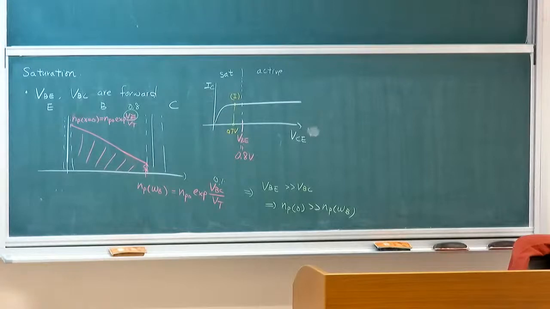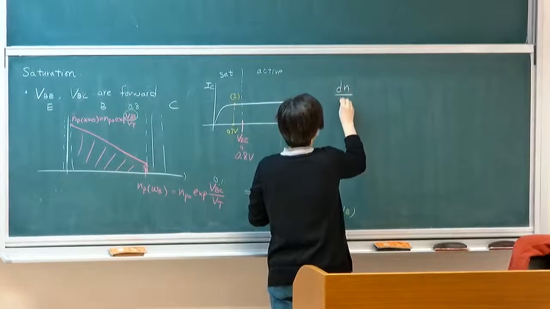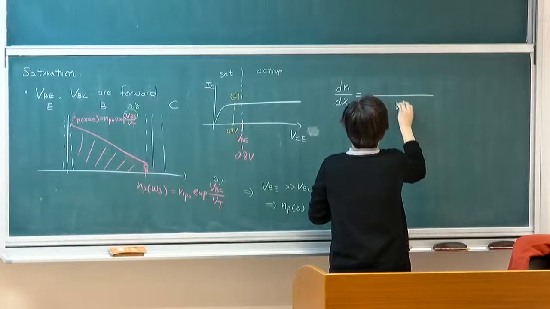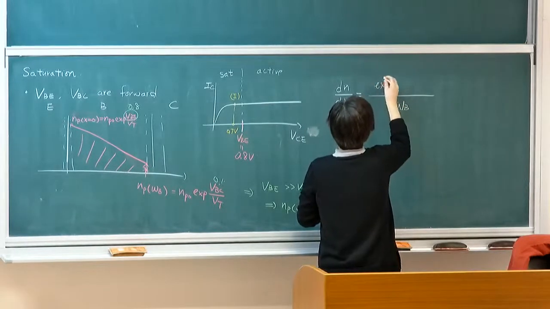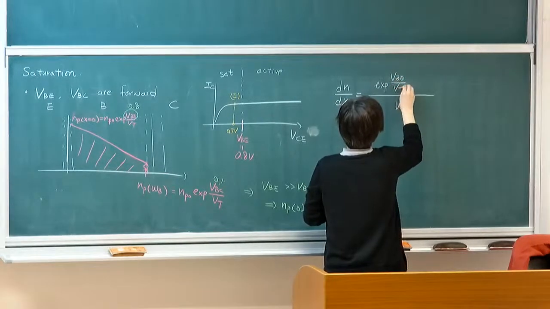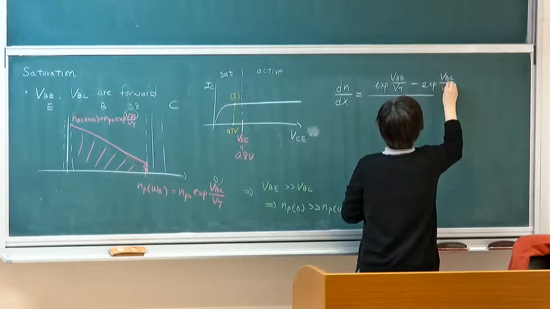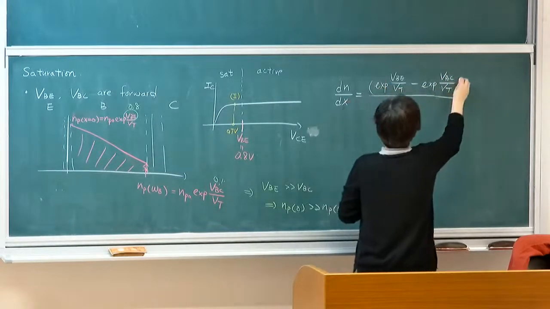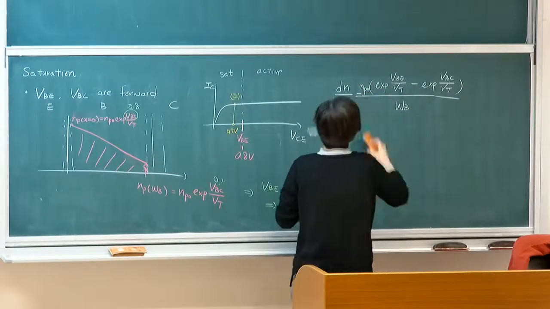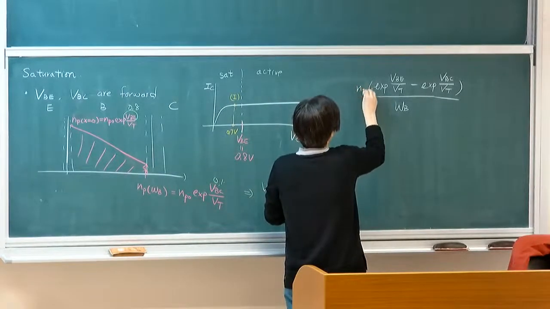Okay? So only when, so let me just write down. So dn dx, what you can actually do is that do the exercise on your own. So dn dx becomes WB, exponential both side VBE. So it's a competition between the two forward bias. NP zero, NP zero.